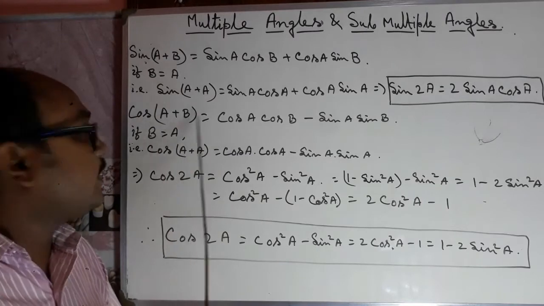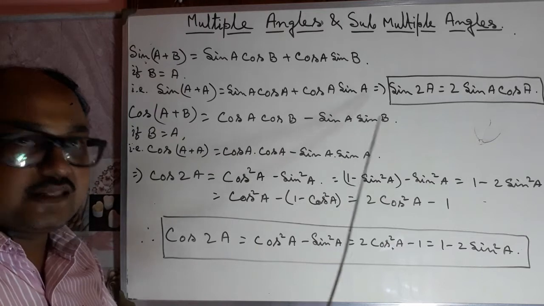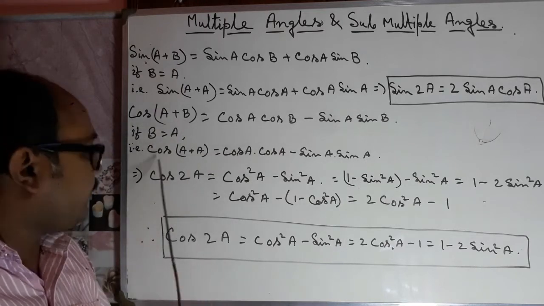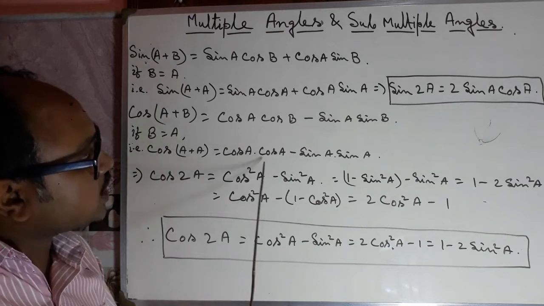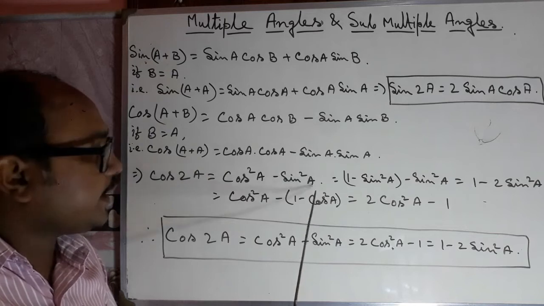Similarly cos(a plus b), what is the formula of cos(a plus b)? We know cos a cos b minus sin a sin b. Now if we write a instead of b, it will be cos(a plus a), that is cos a cos a minus sin a sin a, that is cos square a minus sin square a.